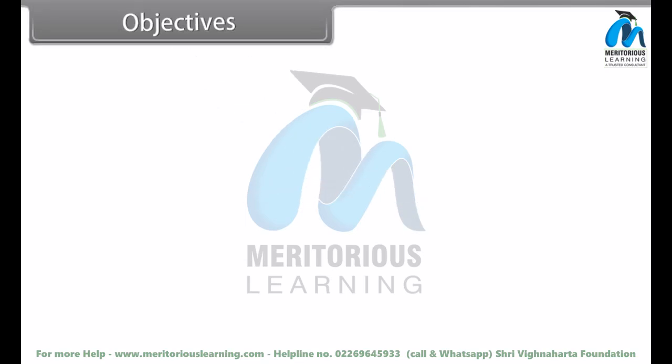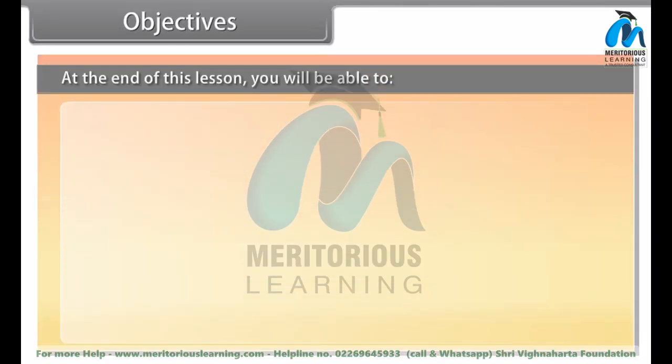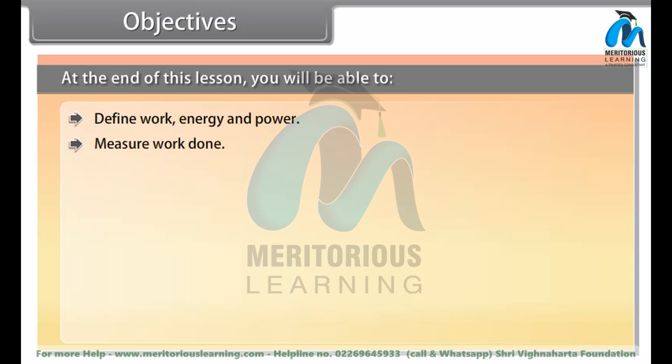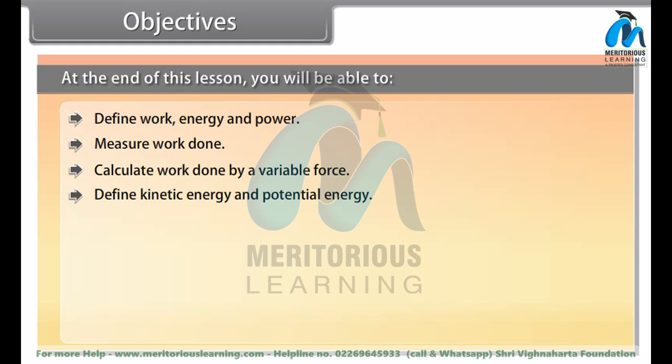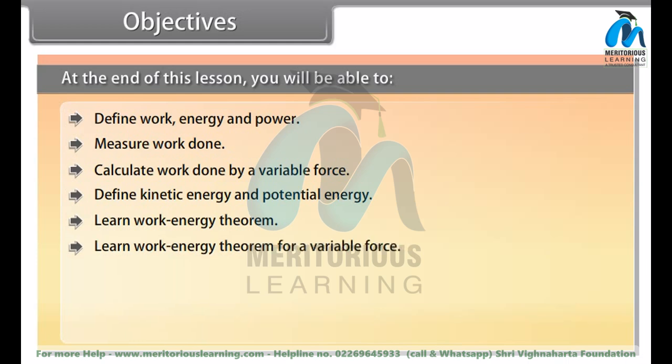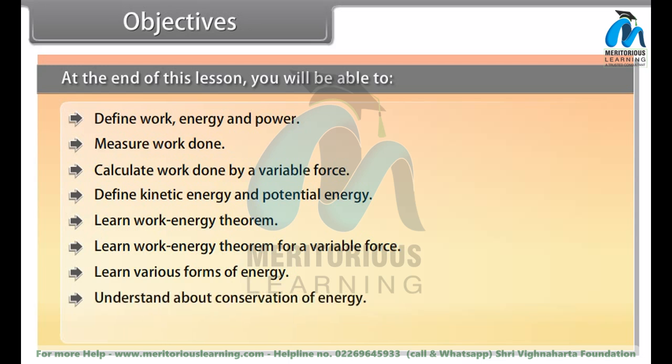Objectives. At the end of this lesson, you will be able to define work, energy and power, measure work done, calculate work done by a variable force, define kinetic energy and potential energy, learn the work energy theorem, learn the work energy theorem for a variable force, learn various forms of energy, understand conservation of energy, and understand collisions.